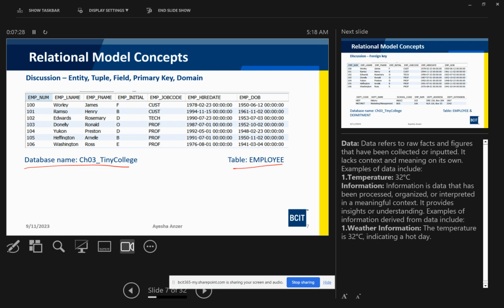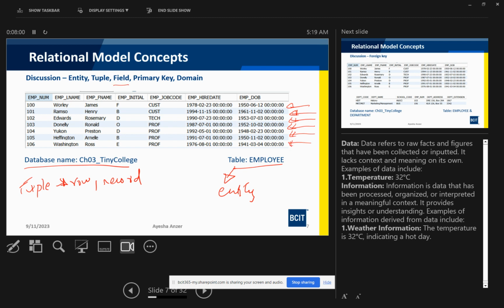So we have discussed the entity, tuple, field, primary key, and domain. How can we identify the entity here? The entity name here is employee. We said the table is called an entity. If you are saying the tuple, we said the tuple is a row and record, which means each entity consists of a number of rows and records.